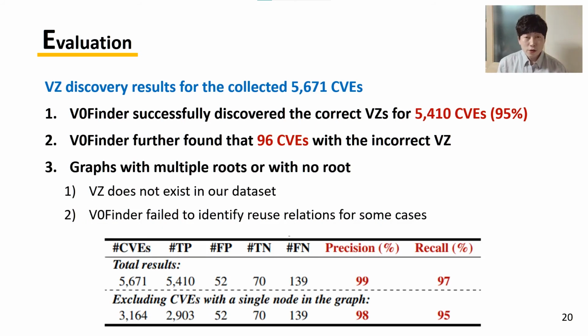Although V0Finder could discover the correct VZs for most cases, it reported several false alarms. Specifically, when VZ does not exist in our dataset, or when V0Finder failed to identify some reuse relations, the generated graph may have multiple roots or does not have any root. Yet, we confirm that V0Finder can discover the correct VZs with a high precision and recall of more than 95%.